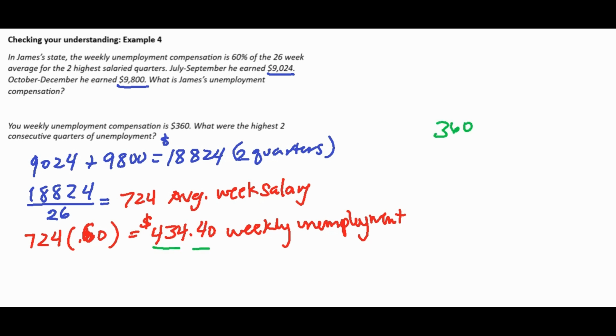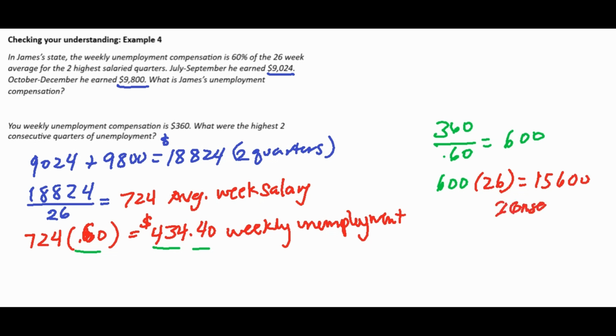Since we multiplied our original amount by 60% to get to our point, now we got to work it backwards. So we're going to take that $360 divided by 60%, which comes out to be $600. And then you take that $600 and you multiply it by the 26 weeks, or the half a year, and you end up with $15,600, which represents the 2 consecutive quarters. Now I don't know what he made each quarter, but that's the total of the 2 consecutive quarters. So that's going to finish up the chapter here.